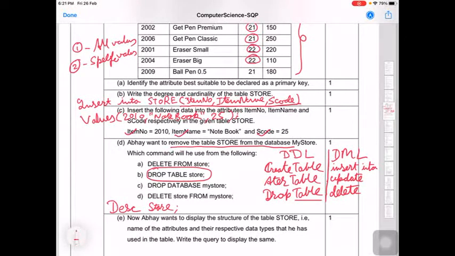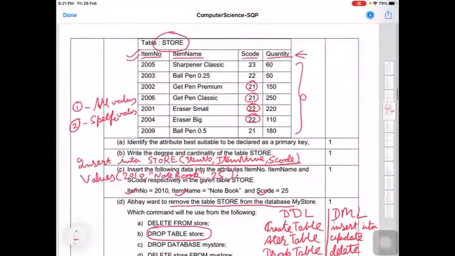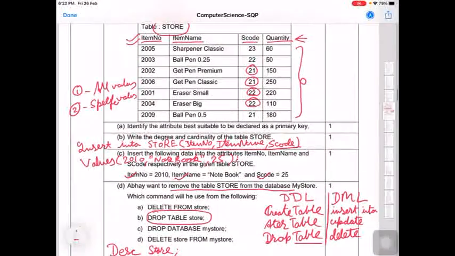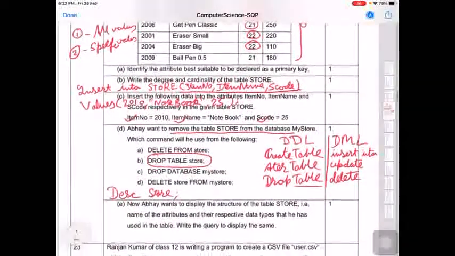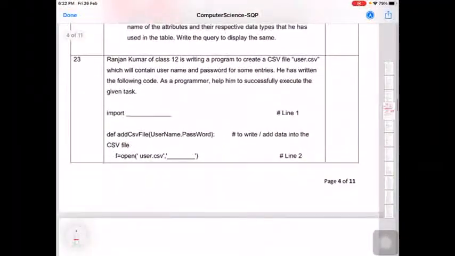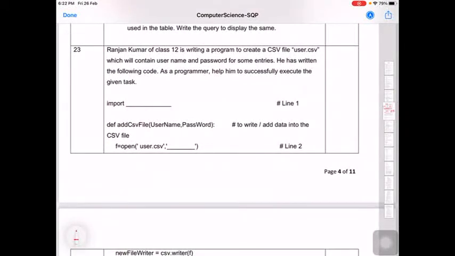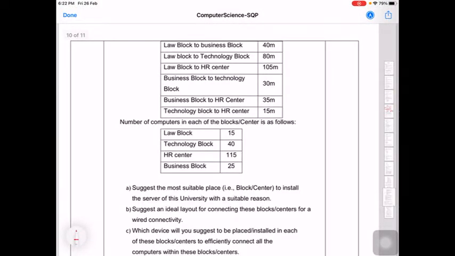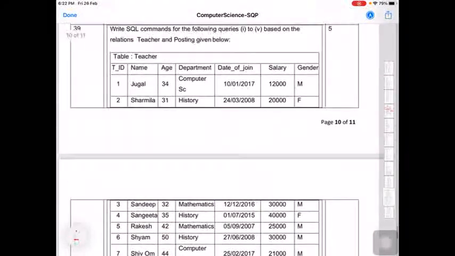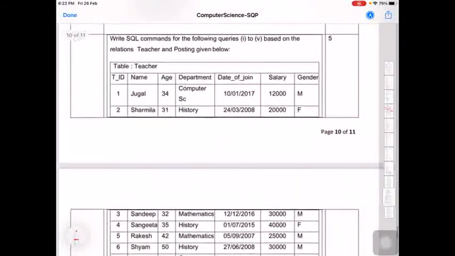Clear? So this was about the first question, which is a bit easy. As it is case based, you must be given a scenario on which you have to write the different queries. Now we move to the other part of this question paper, where we have the SQL queries at the last. This one, a 5 marks question.